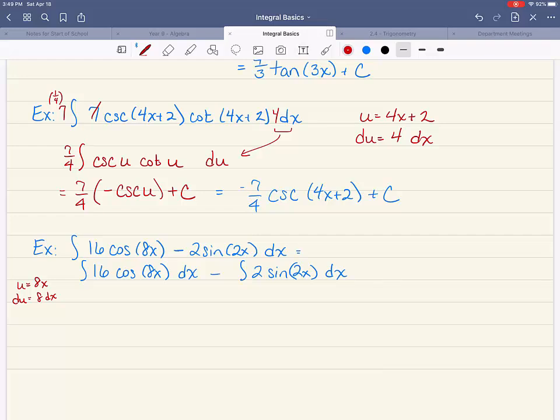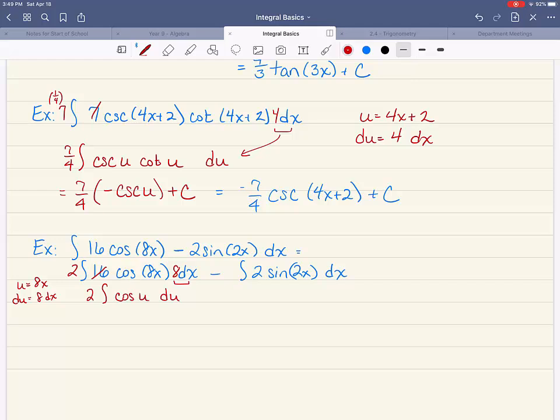Now, this one is going to be done a little bit differently. I have 16, which happens to be a multiple of 8. So basically what I'm going to do is break 16 in my head down to 8 times 2. I'm going to put the 8 with the dx, then I'm going to put the 2 outside. Oops, that's a yucky 2. Let's try another one. Okay, now I have my du. I have a 2 outside, and I have cosine of u inside.